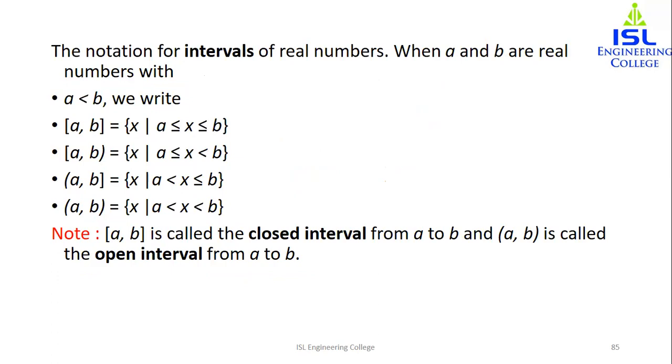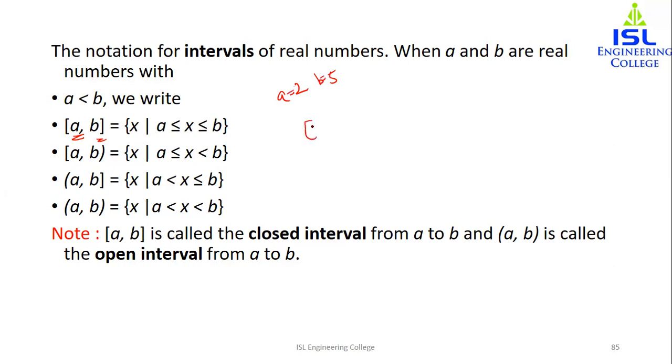Now, what about intervals? This is also something that you have already studied, we'll just revise it. Suppose you have two numbers a and b, and a is less than b, then you have something known as closed interval and open interval. Closed interval means we include the numbers a and b. Let's take the example of 2 to 5, where a is 2, b is 5.